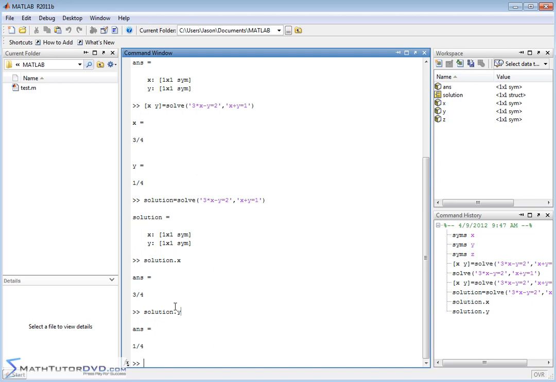To get inside the contents of the structure, you put the name of the structure, then a period, and then one of the variables that's inside of it, and then you put the name of the structure with a period and the other variable that's inside of it.